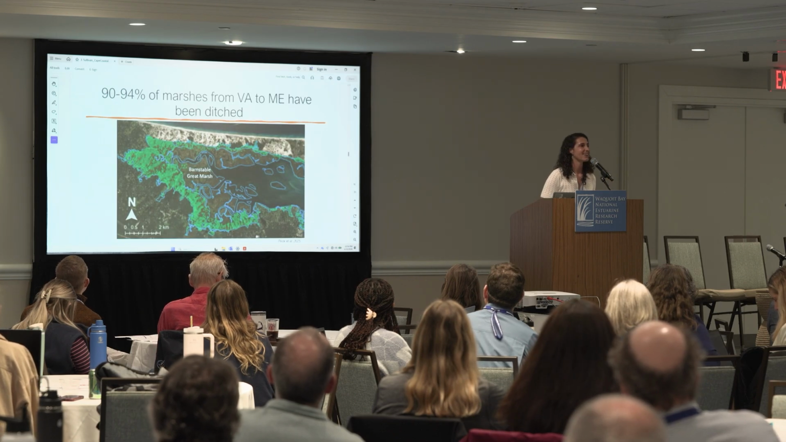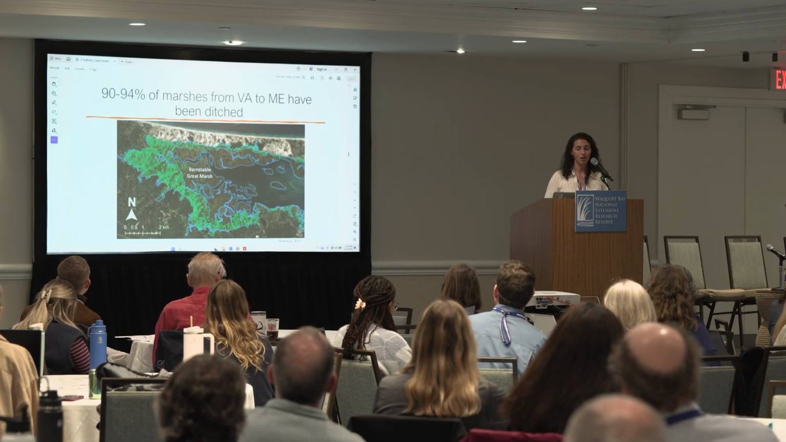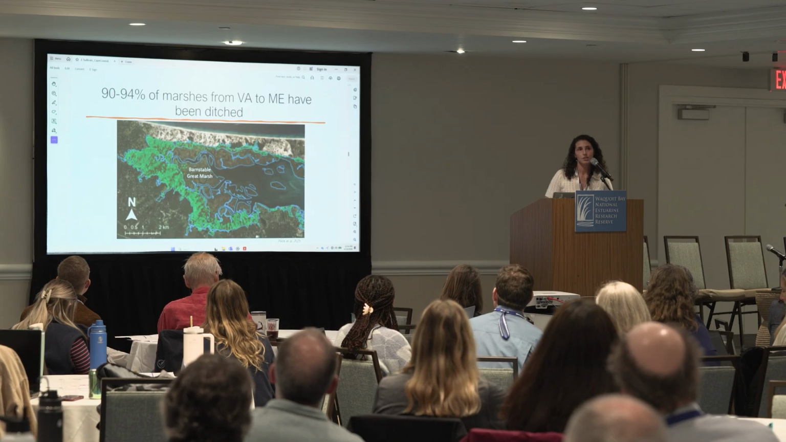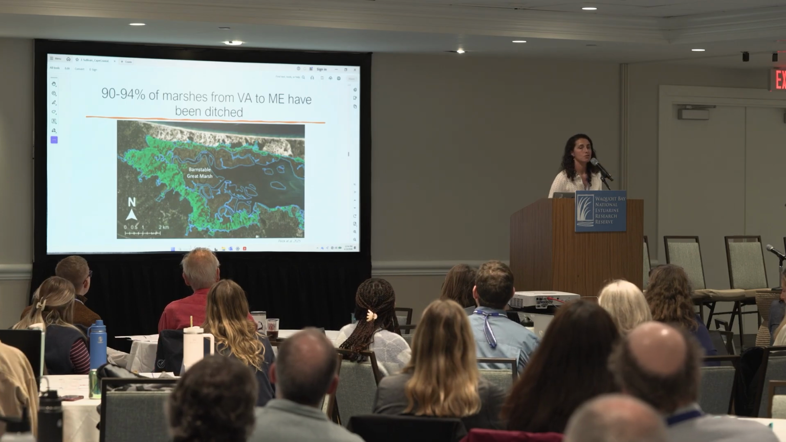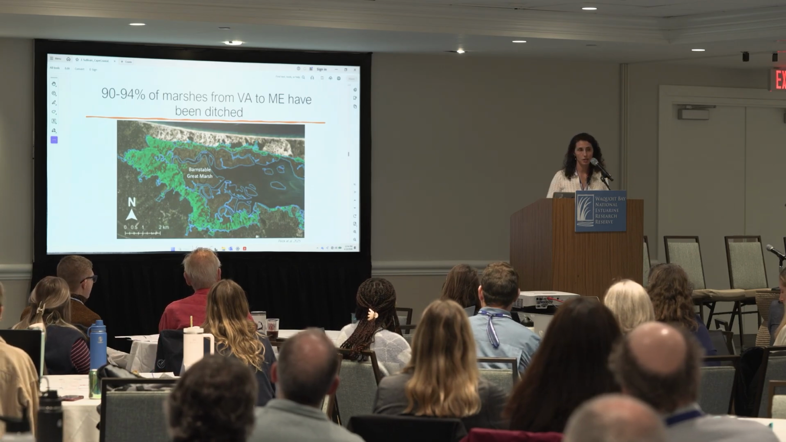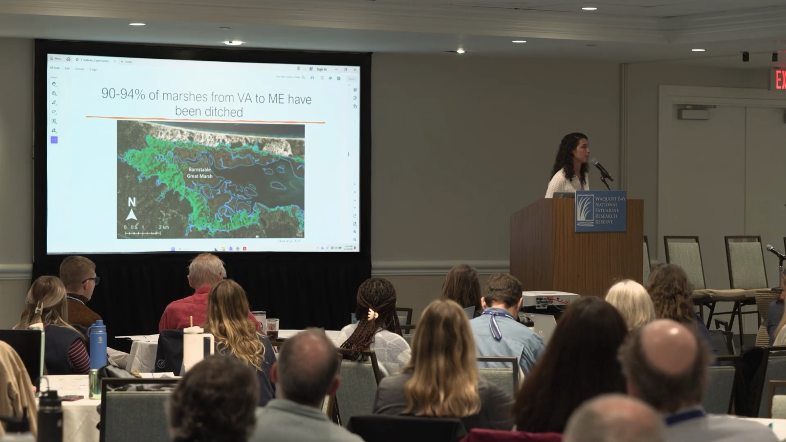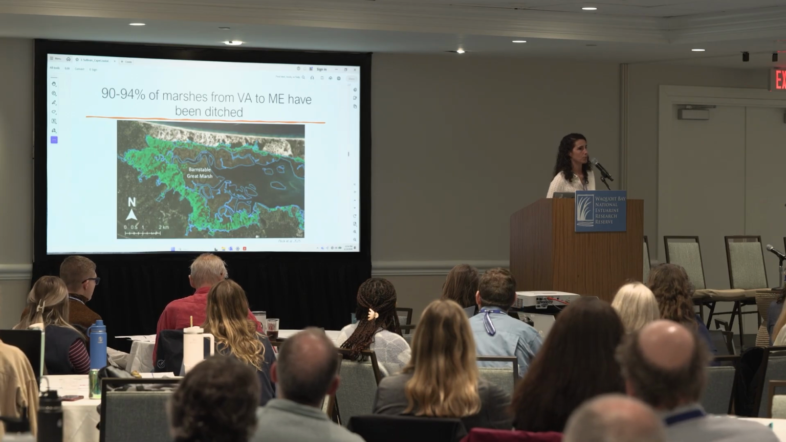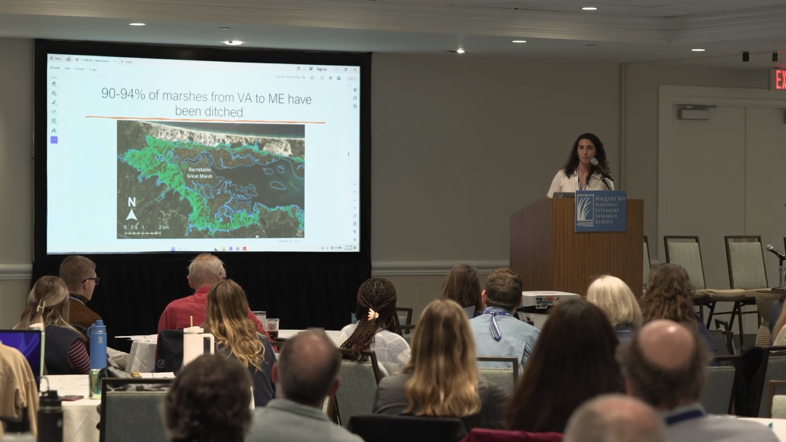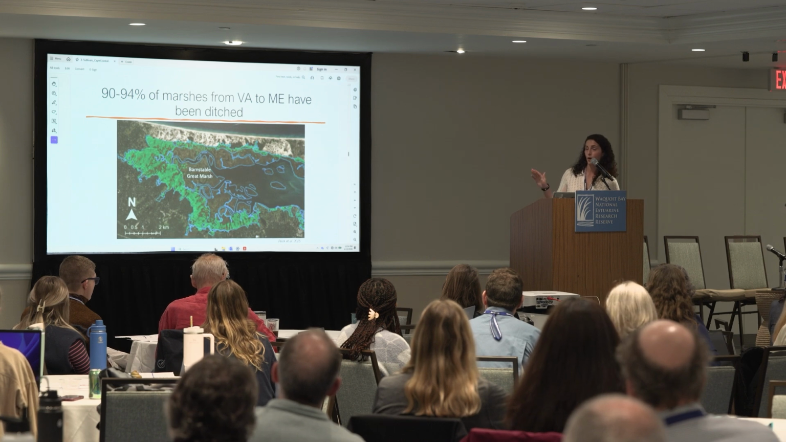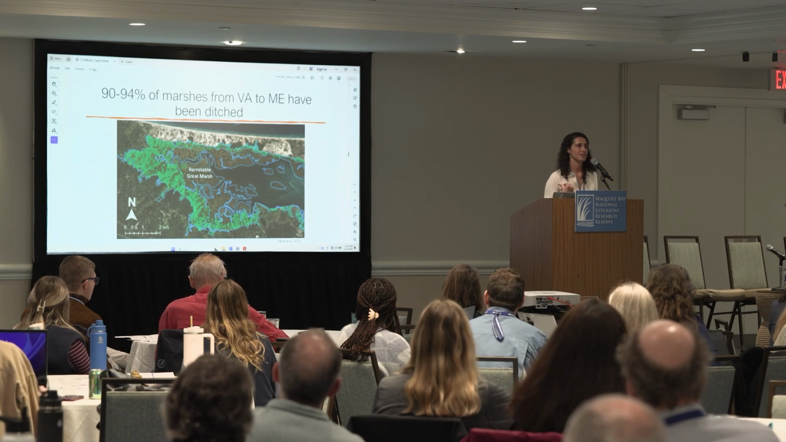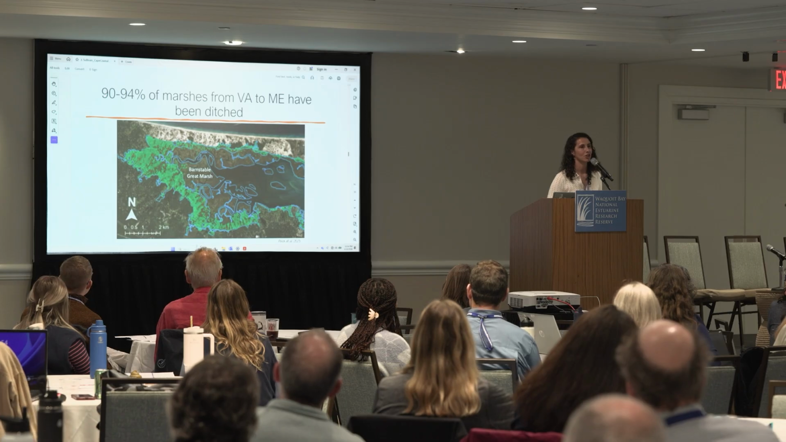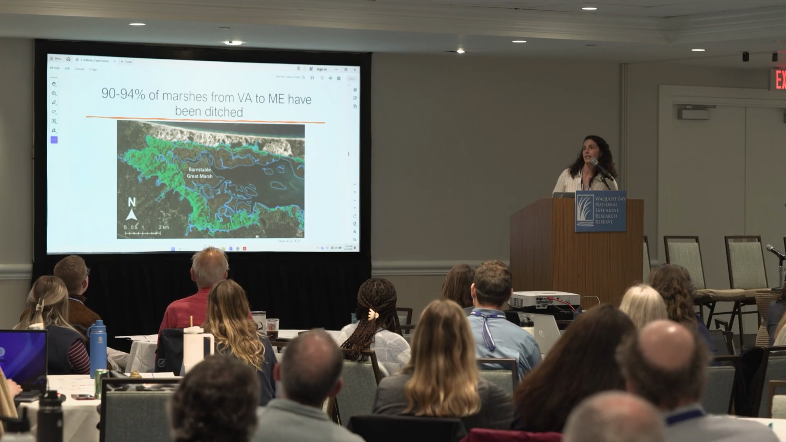If you're wondering kind of how ubiquitous these activities are, about 90% of marshes from Virginia to Maine have been ditched. This was a study put out in 2025 where they mapped 14,000 kilometers of ditches from Virginia to Maine using aerial imagery. And so I put this picture here because this is the Burnsville Great Marsh right here in our backyard, and you can see it is a very, very heavily ditched marsh.